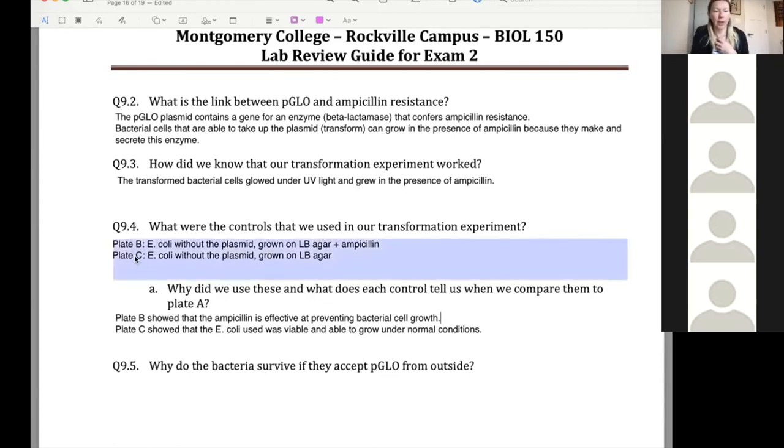Now, I don't remember the exact plates, like which one had the ampicillin and which one did not. So these might be switched, but if that's the case, you just have to switch these answers around. B has the ampicillin. Okay, good. Right, so having the ampicillin and just regular E. coli showed that, yes, our ampicillin is effective and it does what it's supposed to do. So we can be certain that the bacteria in plate A were transformed because they were able to grow in this normal ampicillin. And then plate C showed that our E. coli was also normal and grew as expected under normal conditions.